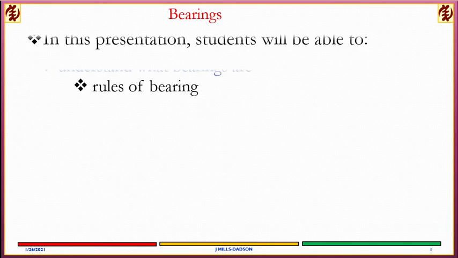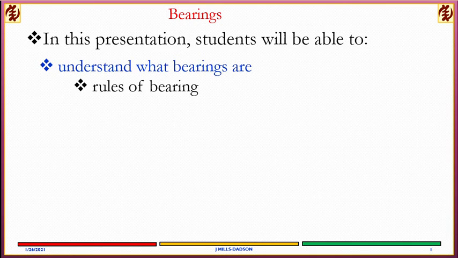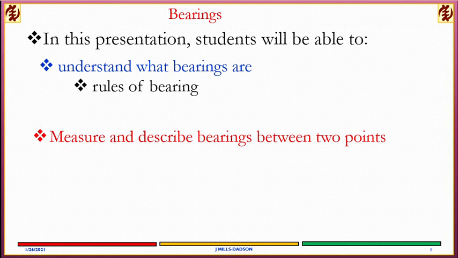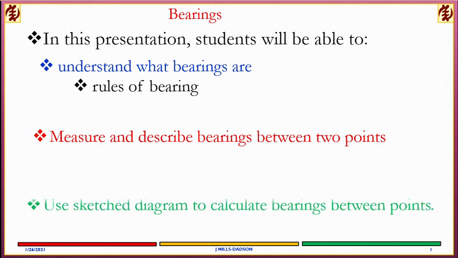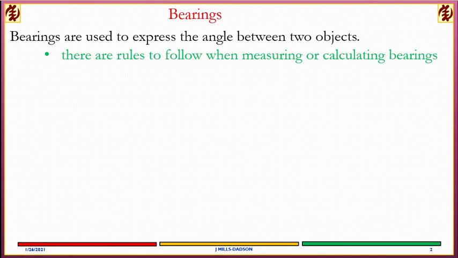Thank you very much. Today we're talking about bearings, and by the end of the lesson I hope that you'll be able to understand what bearings are and the rules we use in bearings, and also know how to measure and describe bearings between 2 points, and use sketch diagrams to calculate bearings between 2 points. Let's look at what a bearing is in math. Bearings are used to express the angle between 2 points or 2 objects, and there are rules that we need to follow when measuring or calculating bearings.